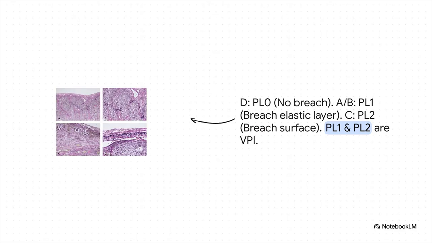This image shows you exactly what we're talking about. See image D? That's PL0. The tumor is right up against the pleura, but it hasn't broken through that distinct elastic layer. Now compare that to A and B. Here, the tumor has breached that elastic layer. That's PL1. It doesn't even have to touch the absolute surface, which is what you see in C as PL2. The key is both PL1 and PL2 count as invasion, and both will upstage the tumor.